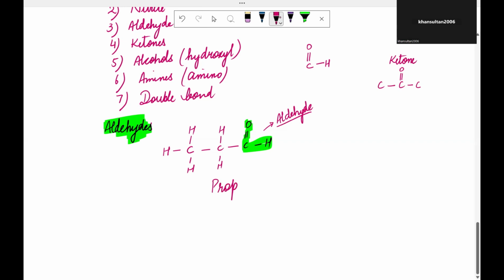We are going to start numbering the carbon chain from here. One, two, and three. So it would become prop-1-al. Okay, that would be prop-1-al. Is that clear? Yes. Okay.